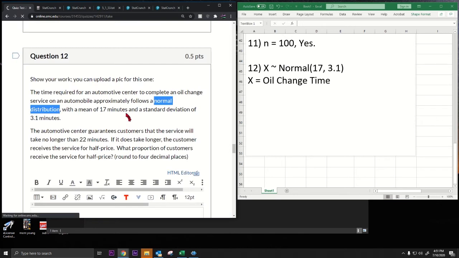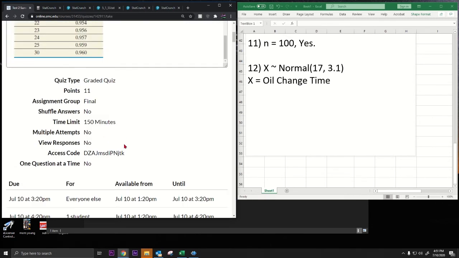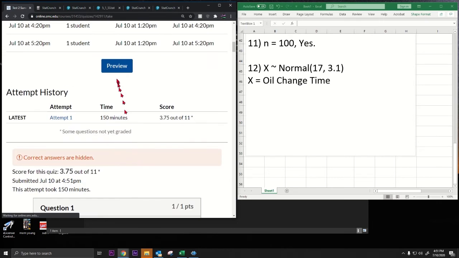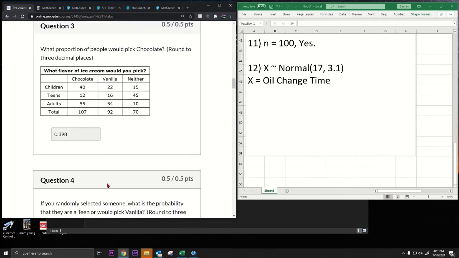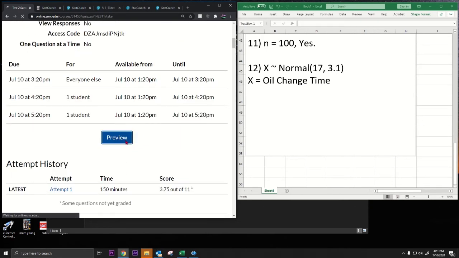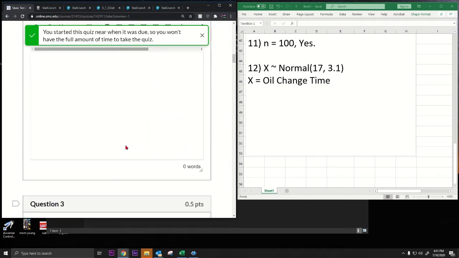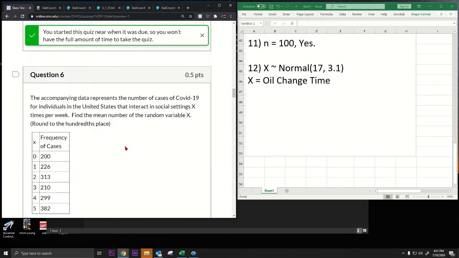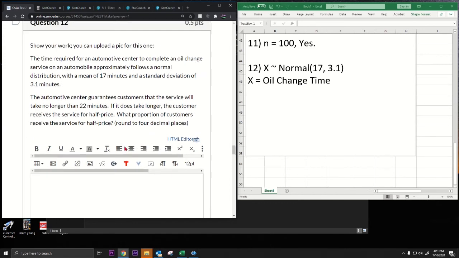Let's see what happens. Why did I do that? Let's go to preview again. I wasn't even taking the test. I'm just previewing it. Can I preview it? What's going on? How do I retake the test? Not preview? Alright. Cool. Where was I? 12? 9, 10, 11, 12. Alright, here we are.